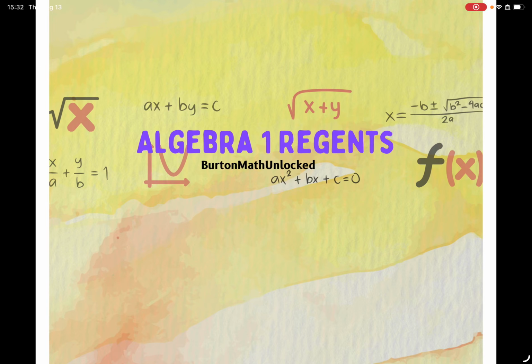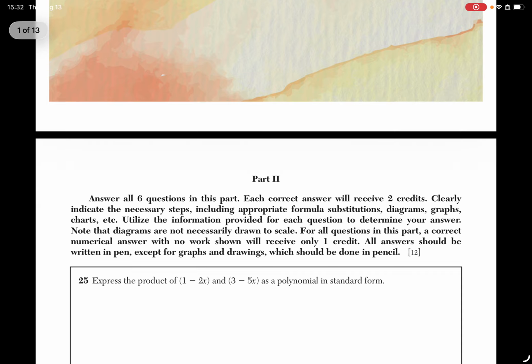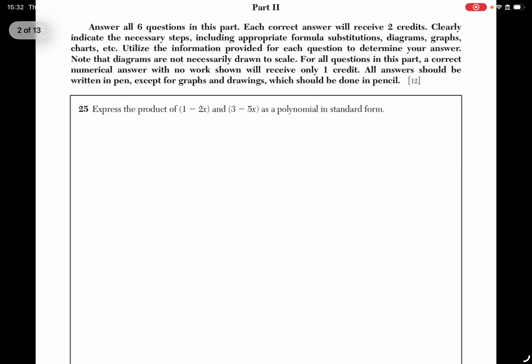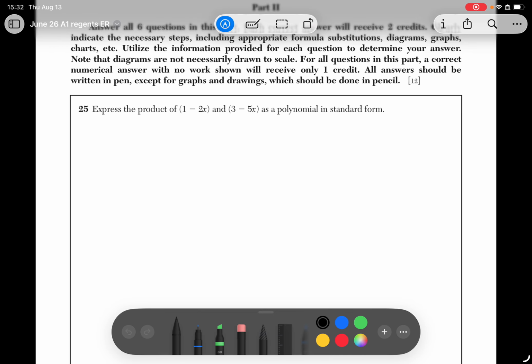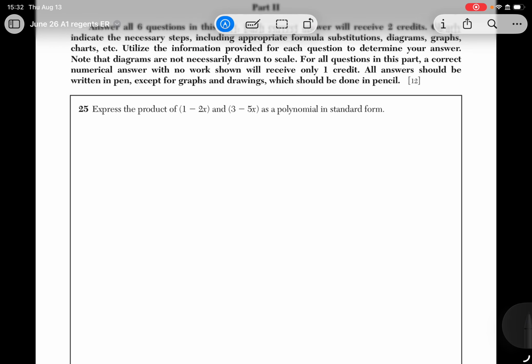Today we're going to continue on the 2026 June Algebra 1 Regents. Last time I posted, it was just the multiple choice. Now we're getting into those extended response questions. As a reminder, for extended response, you should be writing in pen unless it is a graphing question where you need to draw on a graph.